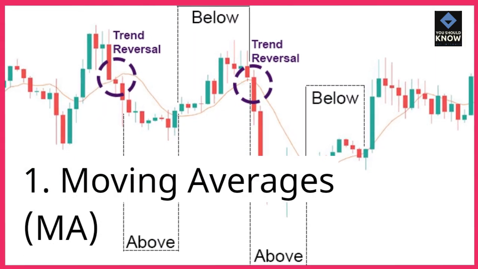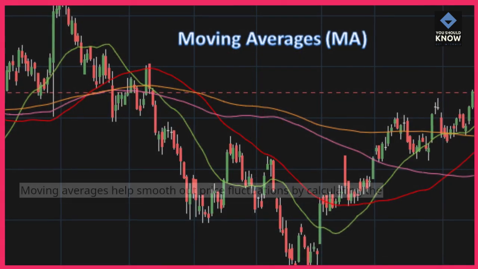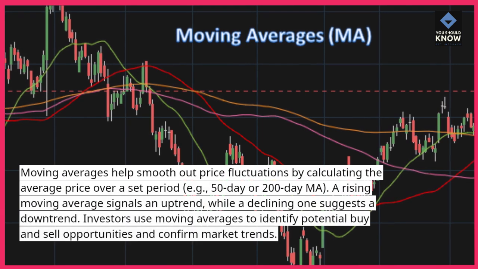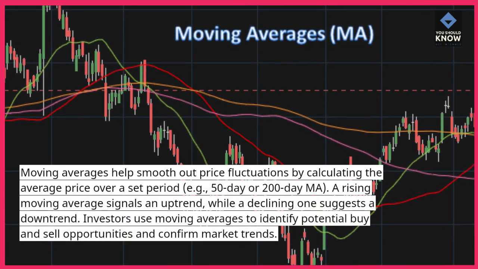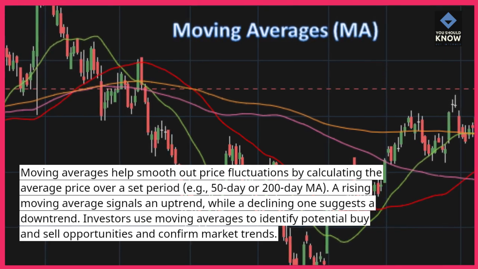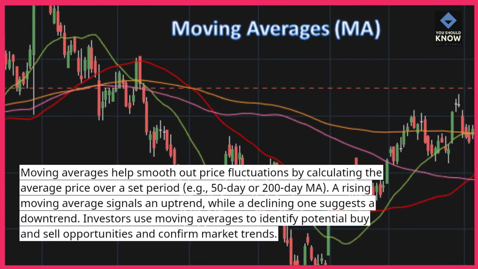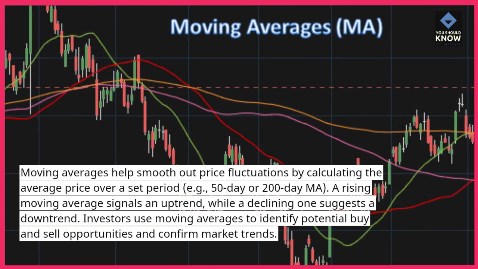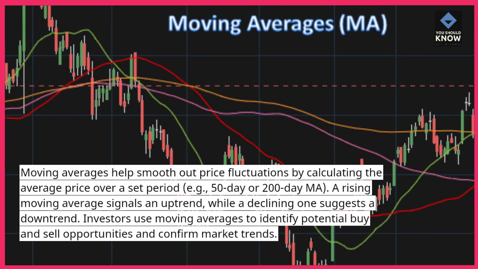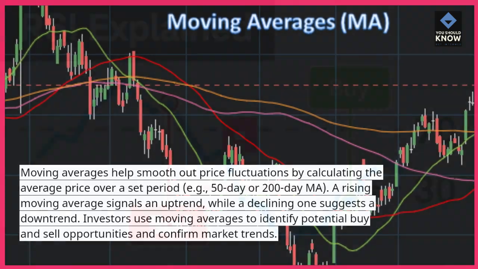1. Moving averages, MA. Moving averages help smooth out price fluctuations by calculating the average price over a set period, e.g., 50-day or 200-day MA. A rising moving average signals an uptrend, while a declining one suggests a downtrend. Investors use moving averages to identify potential buy and sell opportunities and confirm market trends.